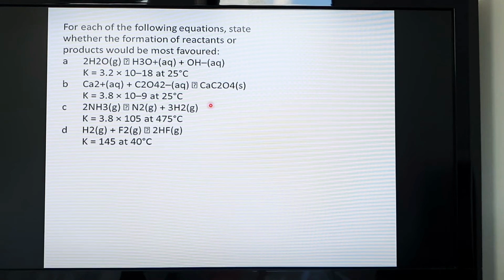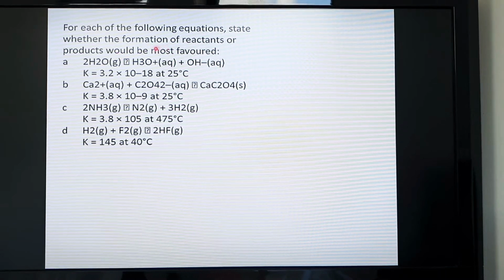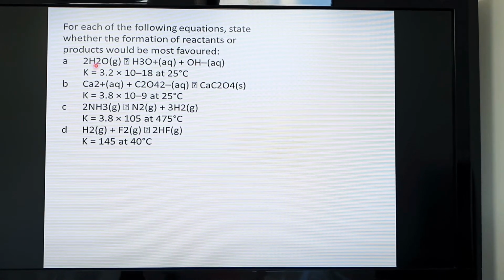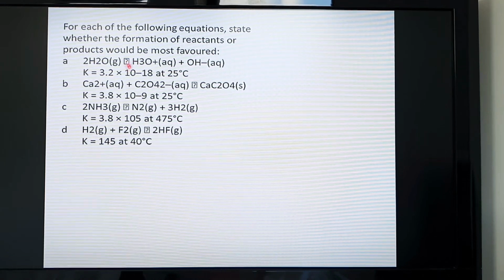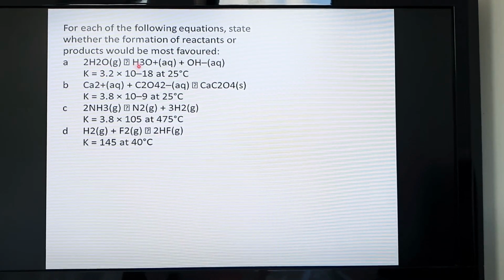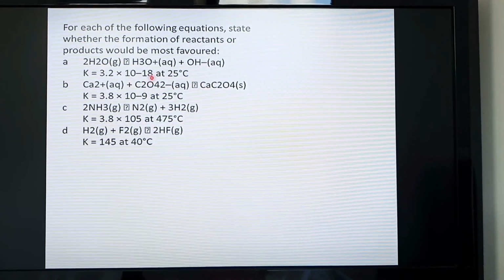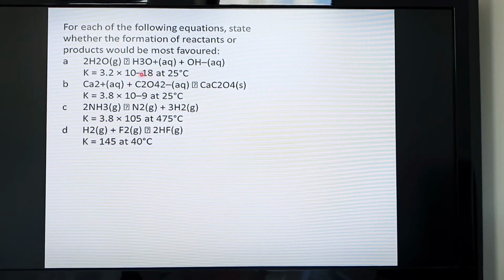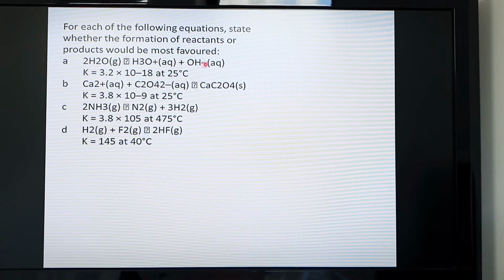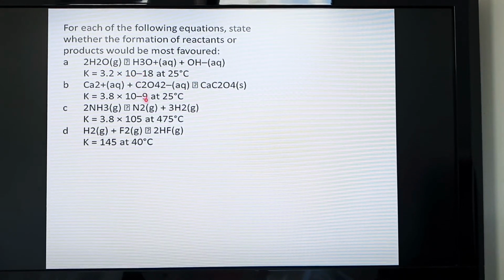And then over here, can you tell me whether the forwards or backwards reaction is more favored? So have a look here. That's meant to be an arrow. Okay, so water breaking up into H3O+ and OH-, and the K value is 3.2 times 10 to the negative 18. What does this actually mean? It means that we're not actually getting very much product. We actually have more reactants because the reaction doesn't proceed very far to the right. So it remains to the left a lot more.